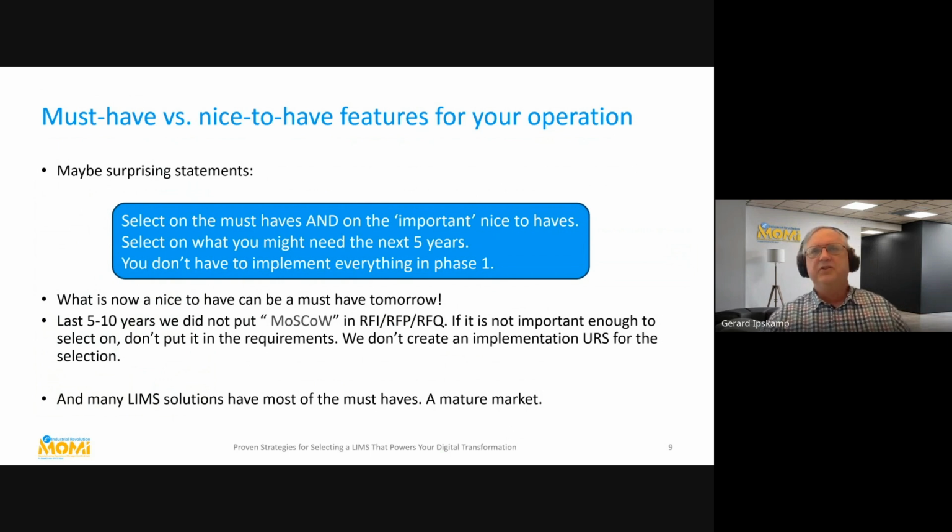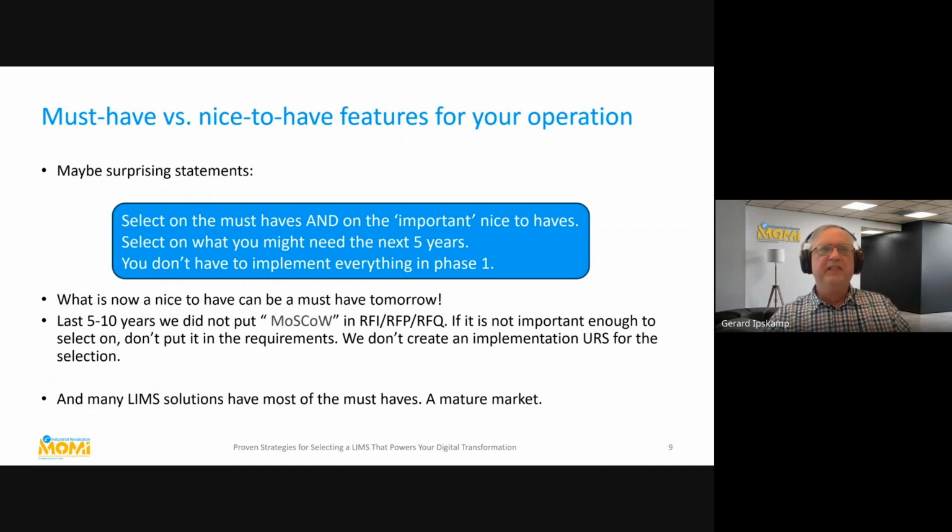What is behind that is also the idea that we don't create a user requirement specification for the implementation. So the requirements we put in the documents are the requirements for the selection. Of course, you can use that to extend on and then write a user requirement specification for the project. But for the selection itself, we only put in the RFP, RFQ, RFI, whatever you name it, only those requirements that will make a difference in the selection. Asking a vendor if you can put a number into a field, every vendor will say yes. So that's not a requirement which is useful for a selection.